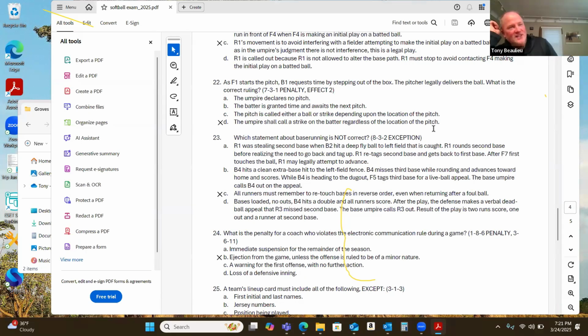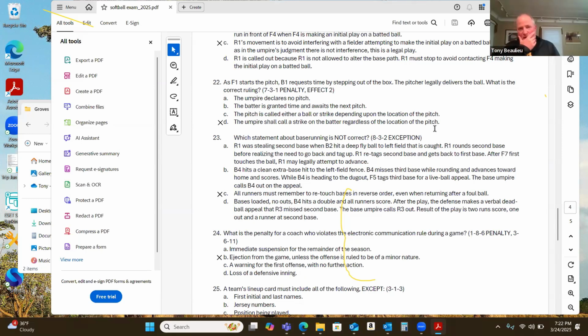Carl, if they step out of the batter's box and the pitcher accidentally throws a wild pitch and hits them, and they're not in the batter's box, it's a dead ball, right? I would say no, because of the way this rule is written. It says the umpire shall call a strike on the batter regardless of the location of the pitch. And make sure they're all the way out of the batter's box. Correct.